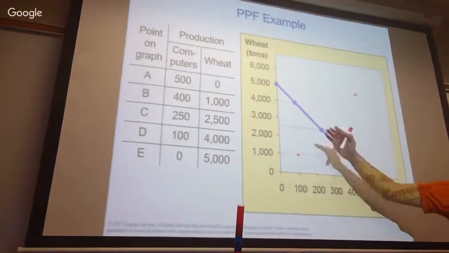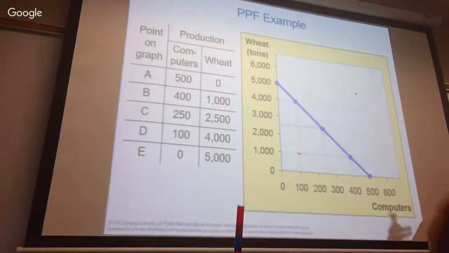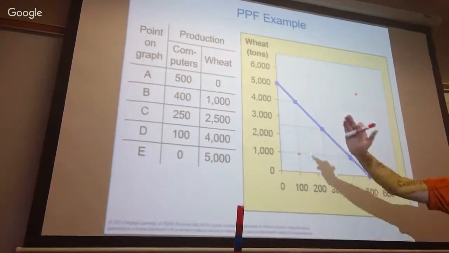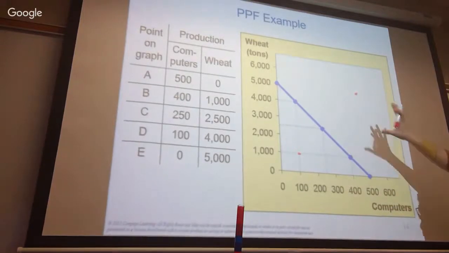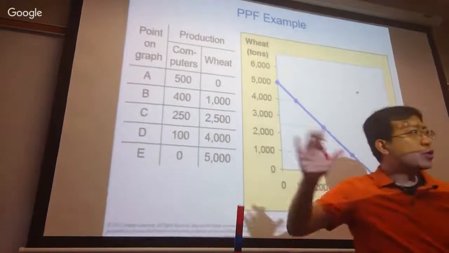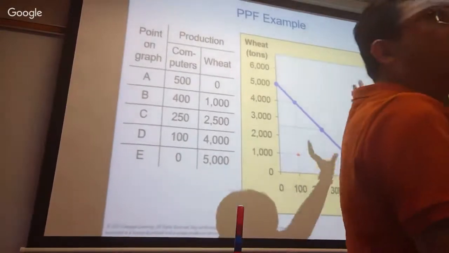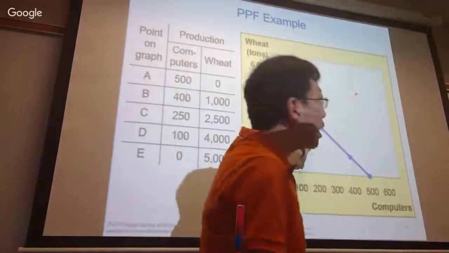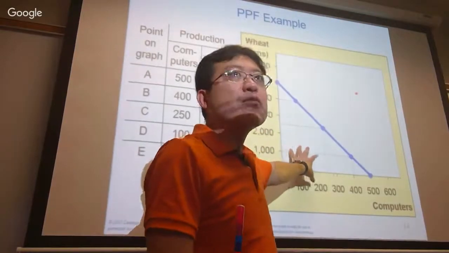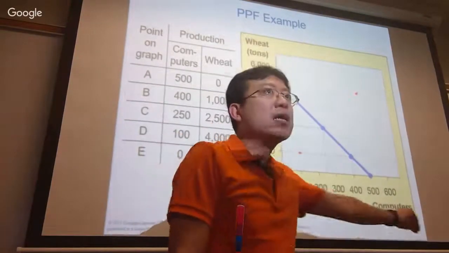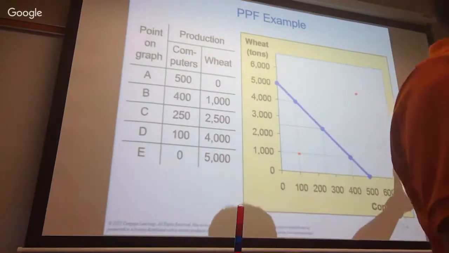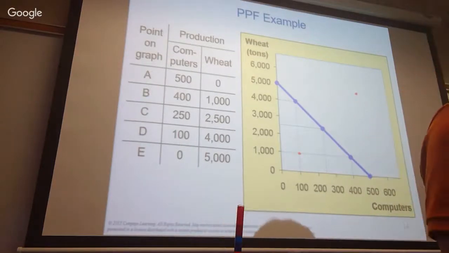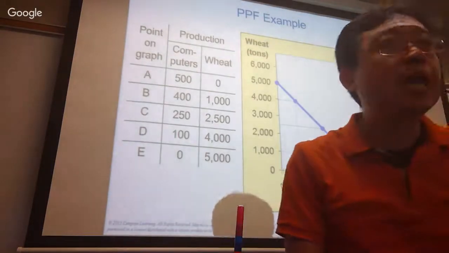So for any points on the line, they're possible, and we're using everything we have. So we call the points on the line efficient, because we're using everything we have. Okay, so 3 different points over here. When you see a point outside, they're called impossible, because we don't have enough resource to produce at the points outside. When you see a point inside, we call them inefficient, because we're not using everything we have. If you see a point on the line, we call them efficient, because we're using everything we have. Okay, so points outside called impossible, points inside called inefficient, and points on the line called efficient.